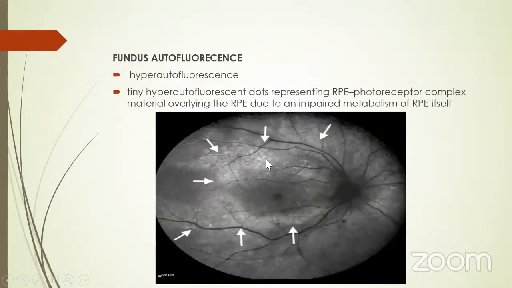On fundus autofluorescence, it is usually hyperautofluorescent. As you can see here, placoid lesions are hyperautofluorescent. Tiny hyperautofluorescent dots represent RPE photoreceptor complex material overlying the RPE due to an impaired metabolism of the RPE itself. As you can see here, there are a few hyperfluorescent dots.